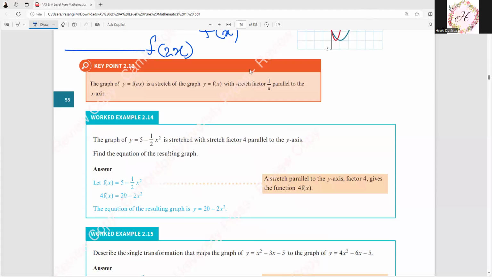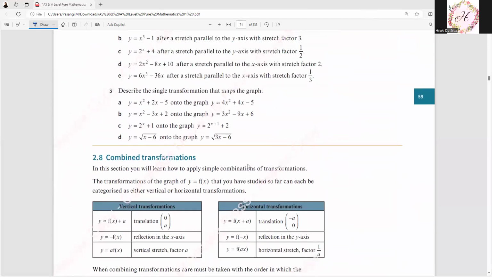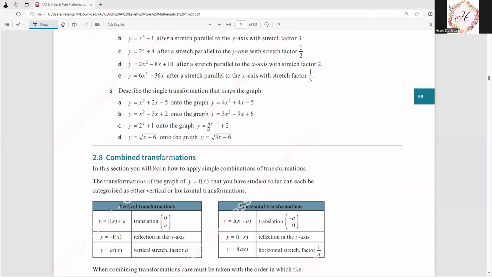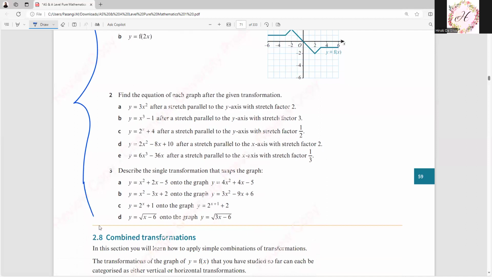Okay, that's also done. Now let's move on. No need to do these ones, right? You can manage it, I think. For exercise 2G, can you do only the last question, I mean the third question?